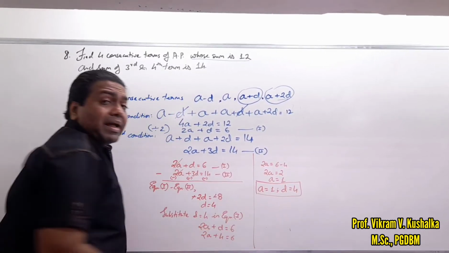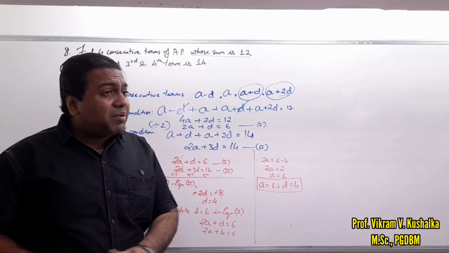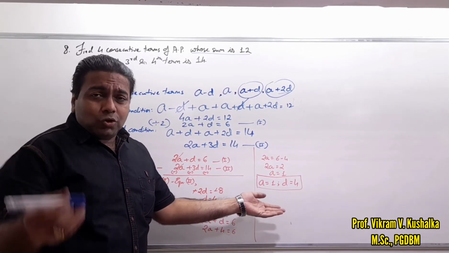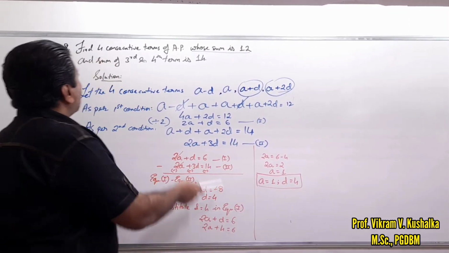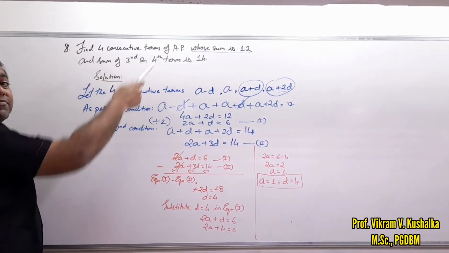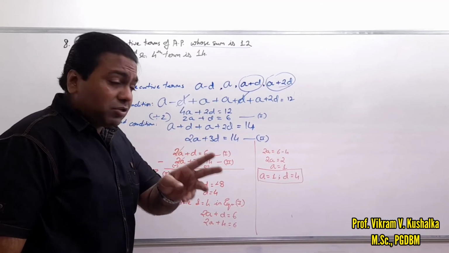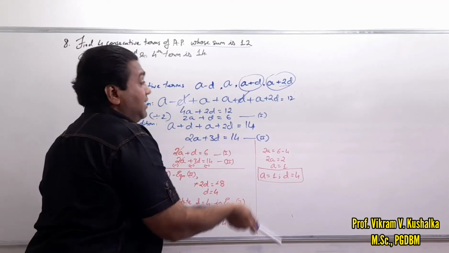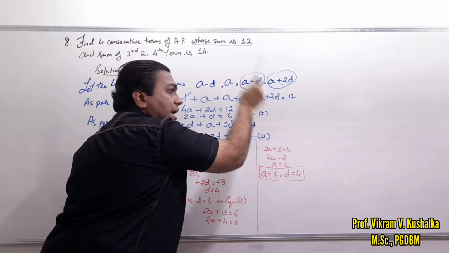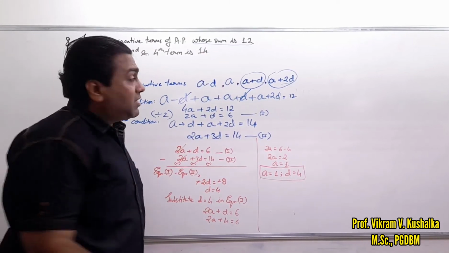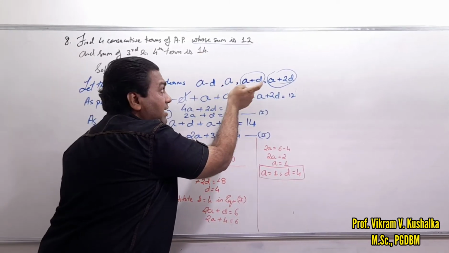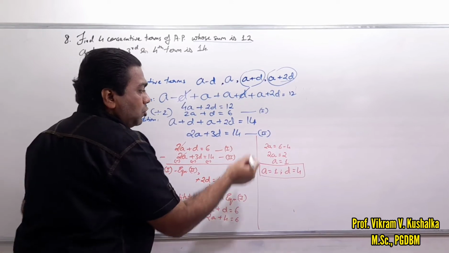Now, is this my answer? Is this my final answer? Right? So your answer would be no. Because why? What is the question? Find 4 consecutive terms of AP. We are supposed to find 4 consecutive terms of AP. And which are the 4 consecutive terms of AP? a minus d, a, a plus d, a plus 2d. So let us find out.